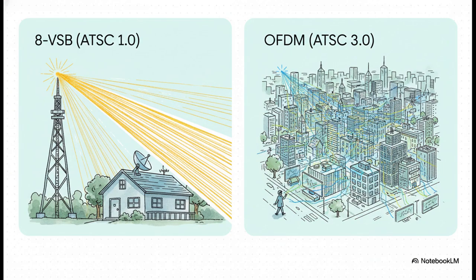ATSC 1.0, the old standard, uses something called 8VSB. You can think of this as one giant, powerful single wave for all of your data. It works great for fixed antennas that have a nice clear line of sight. But ATSC 3.0 completely changes the game. It uses OFDM, which spreads the data across literally thousands of smaller subcarriers. It's like turning that one big highway into thousands of smaller, more nimble, and more resilient local roads.